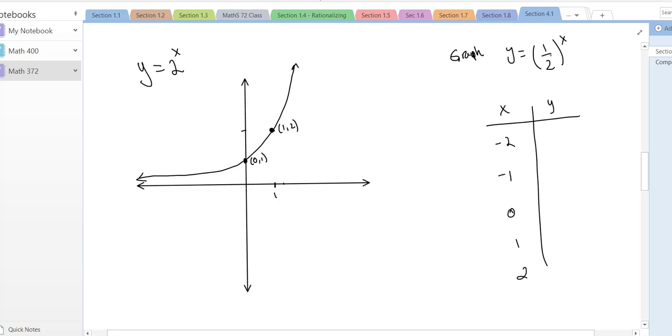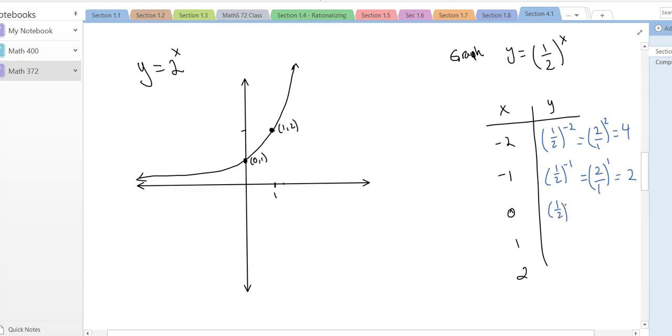When I go 1/2 to the x, that's 1/2 to the -2. Remember, a negative exponent essentially gives you the reciprocal. So this would be 2 over 1 to the +2, which is 4. So negative makes the inside flip. And when x is -1, I'm going to have 1/2 to the -1, which means this will be 2 over 1 to the positive 1, using properties of exponents, which gives us 2.